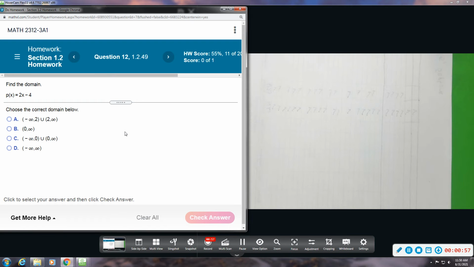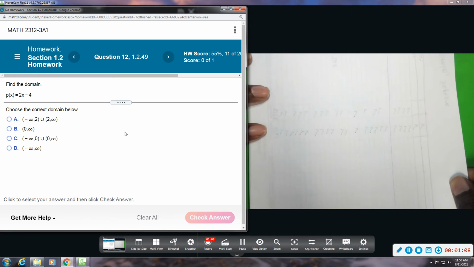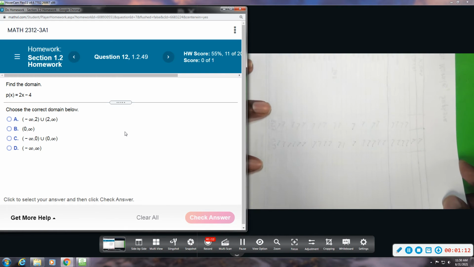All right, number 12, we want to talk about domain of a function. So when you look at domain, there are three scenarios you want to think about, okay? Or three types of equations that will cause you to have a restriction in your domain.